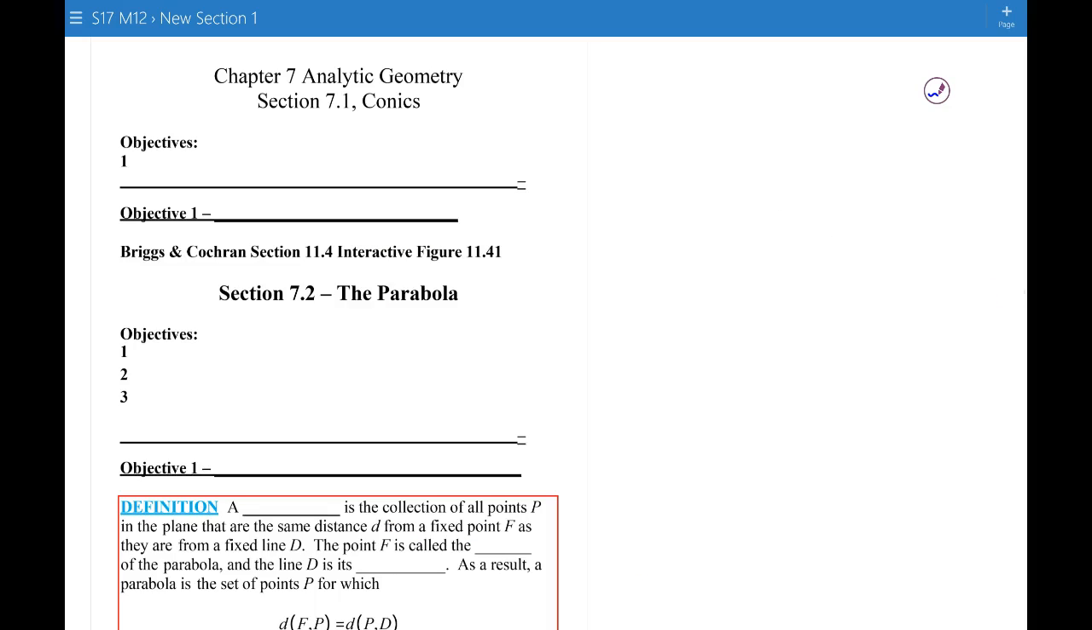So we're in Chapter 7 now, Analytic Geometry, and the first section is just called Conics, and the objective is to know the names of the conics.